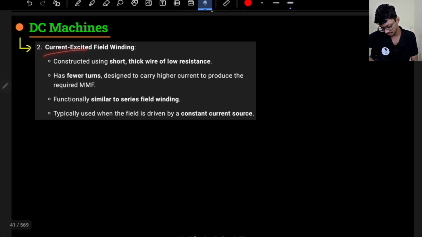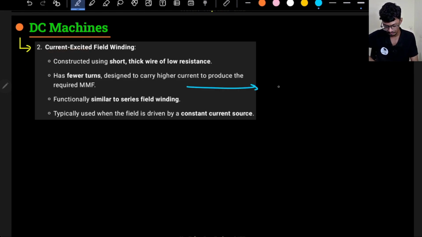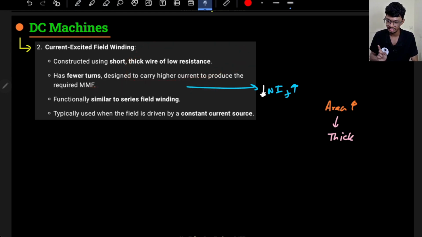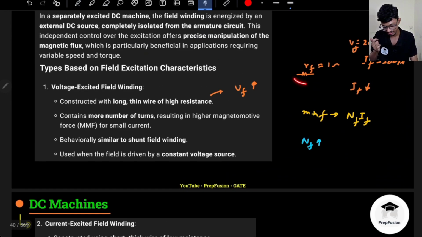For a current excited field winding, it will have fewer turns, because I'm providing a current, so N into IF will be higher this time. As it has to support larger current, the cross-section area of the winding will be higher. If the area is higher, it will be thicker. So it will be thick and have low resistance, because I'm already passing a very high amount of current.